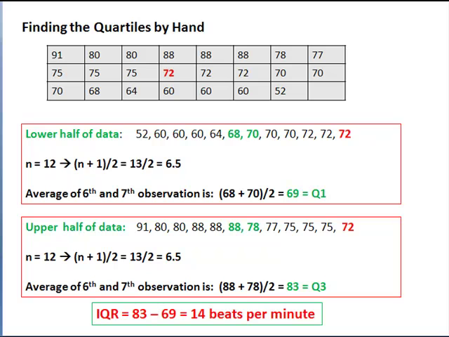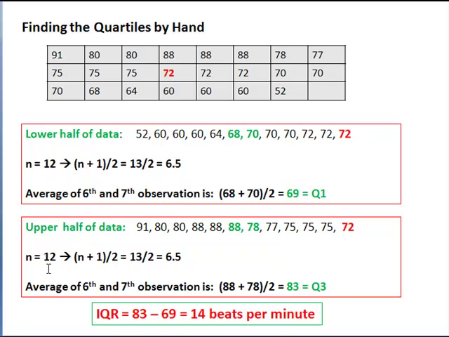So let's go back to our now familiar pulse rate data. Previously, we found the median to be 72. Now, when the median is part of the data set, not the average of the two middle values, we include the median in both the lower half of the data and the upper half of the data. So notice when I list both halves, the 72, or the median, is included in both. So each half of the data has 12 data values.